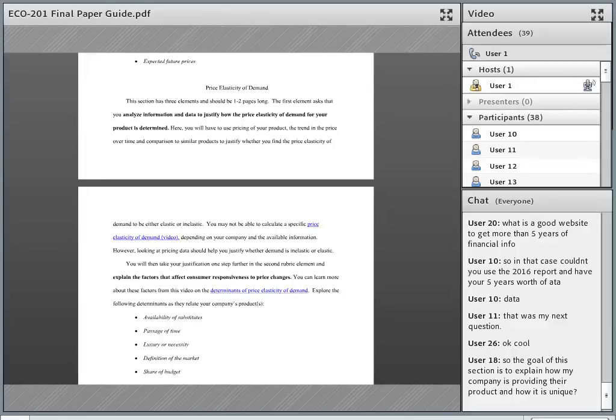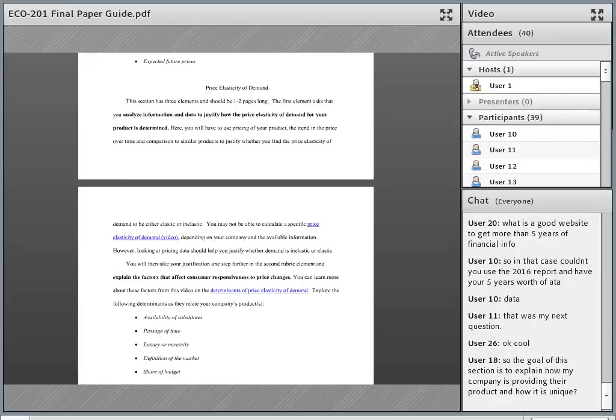This is sort of broken up into 2 elements. The second element here is looking at the determinants of price elasticity of demand. So that's one way that's going to support whether demand is elastic or inelastic. And that was one of the things we practiced in our discussion last week as well. But this first element wants you to first focus on pricing information and data, that kind of information, to justify whether demand is inelastic or elastic. And then you'll follow up with the determinants.